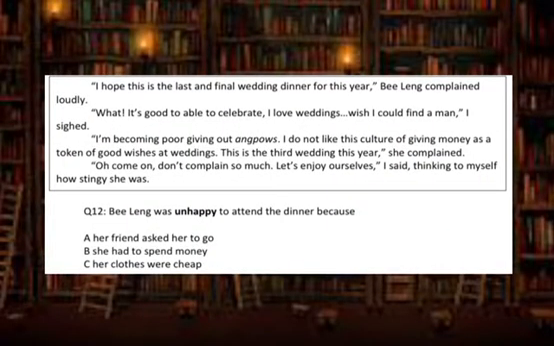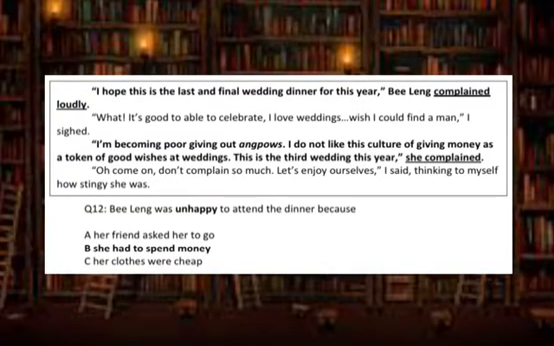Now we move on to question 12. Bee Lang was unhappy to attend the dinner because. Again, in order to answer the question, we have to find a reason. Before that, let's find the keyword for the question. The keyword for the question is unhappy. Now, focus on the bold sentences in the extract above. Can you find the reason for Bee Lang not feeling happy to attend the dinner? Look at the underlined word. The underlined word is complain. So, it indicates that Bee Lang wasn't feeling happy. What did she complain about? She had many weddings to attend and had to spend a lot of money on angpaos. So the answer for question 12 is B. She wasn't happy because she had to spend money.